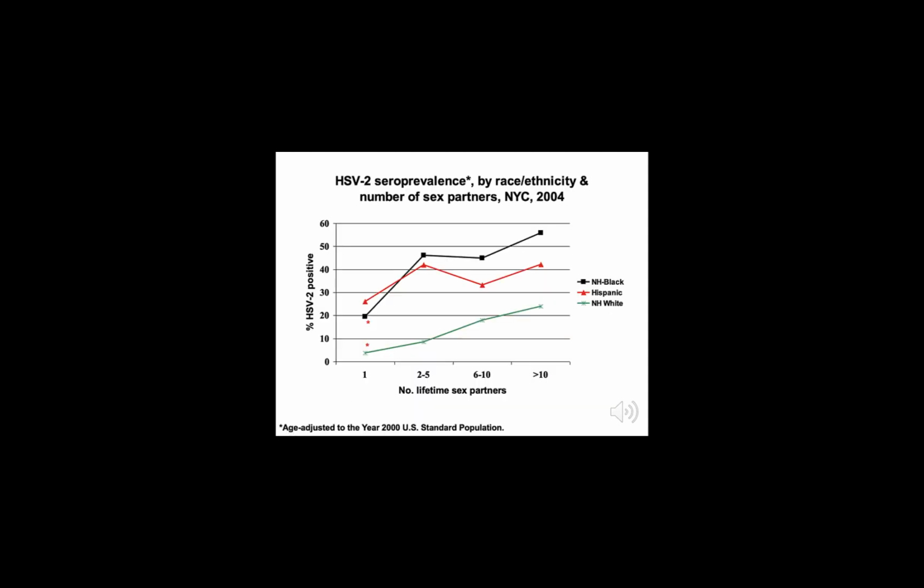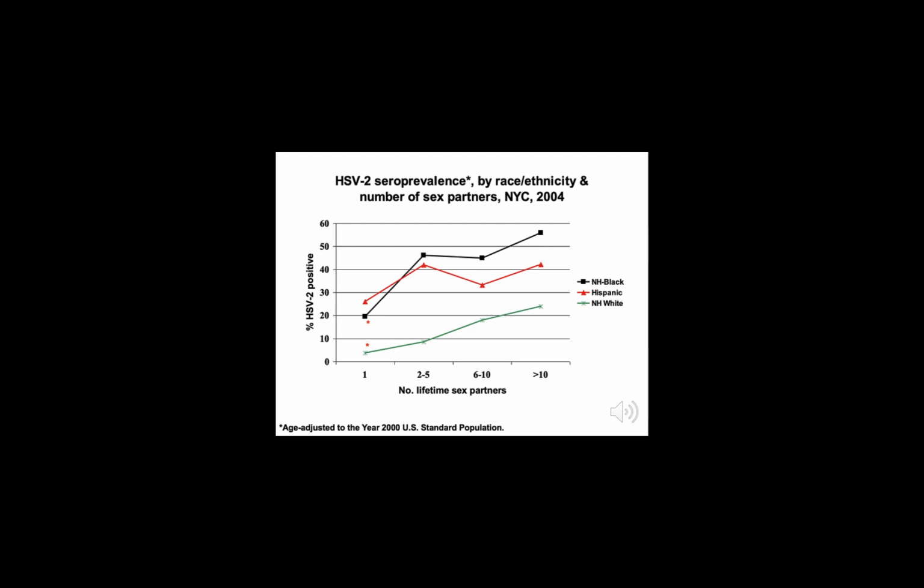This slide shows the seroprevalence of HSV-2 antibody by race ethnicity and number of sex partners. And what you see here are vast differences in the seroprevalence in different subgroups defined by race ethnicity, stratified by number of lifetime sex partners, number of sex partners they've had in their life up until the point of survey. And so what you see is that among non-Hispanic whites, shown with the green line, individuals who've had 10 or more sex partners in their life have a seroprevalence that is comparable to the seroprevalence among non-Hispanic black New Yorkers who have had only one sex partner in their life.